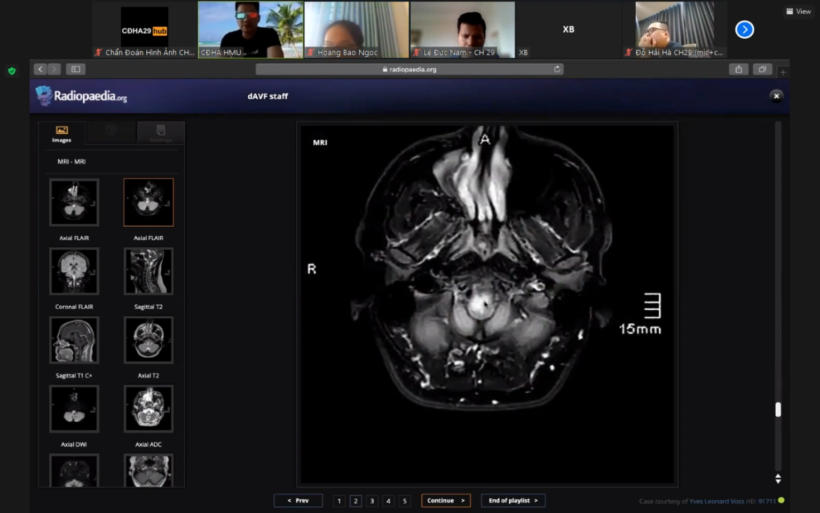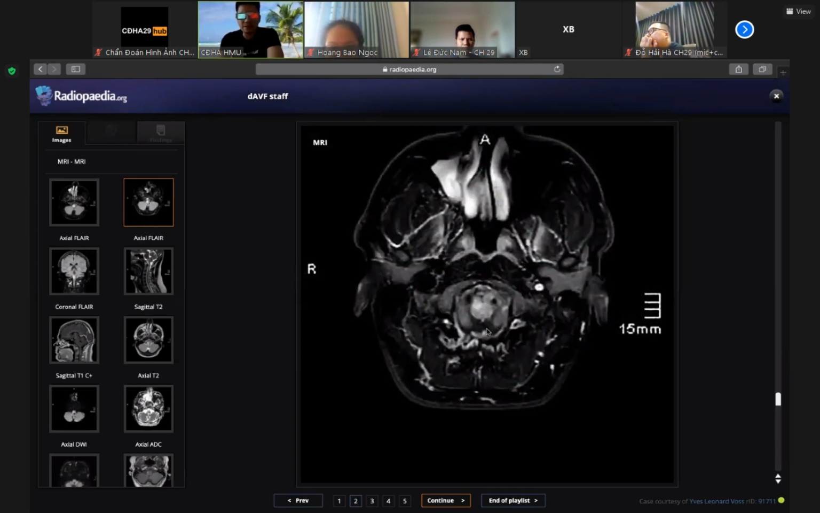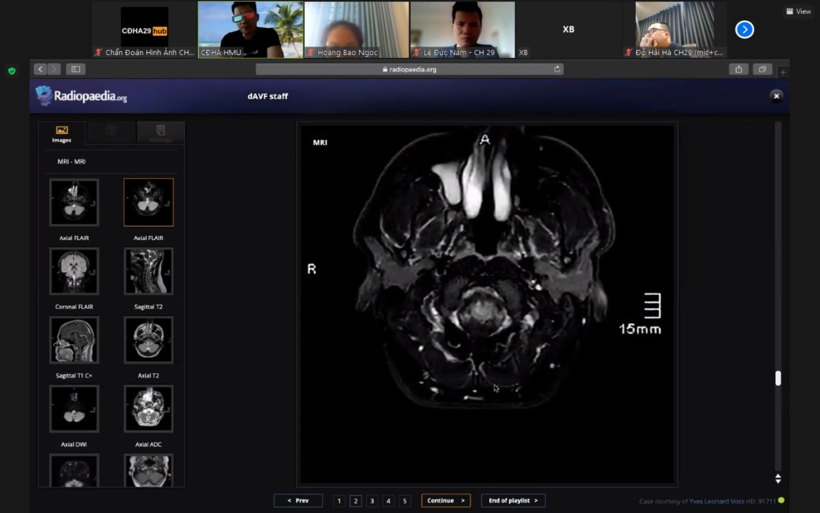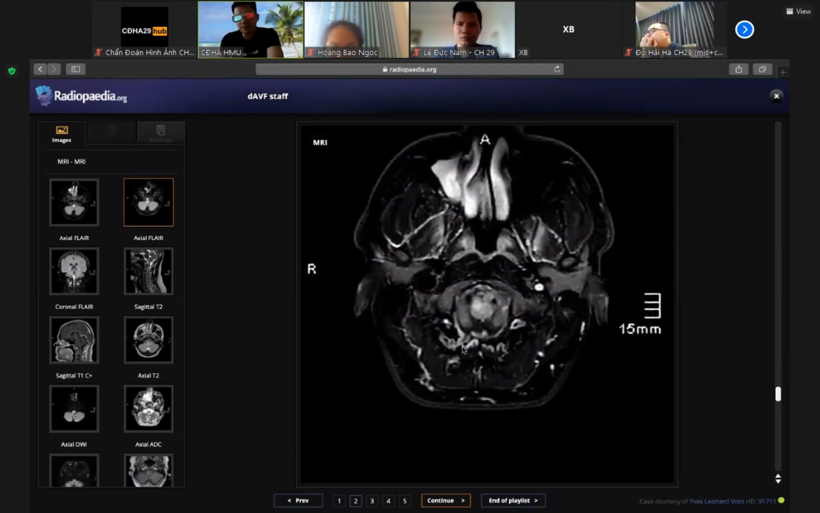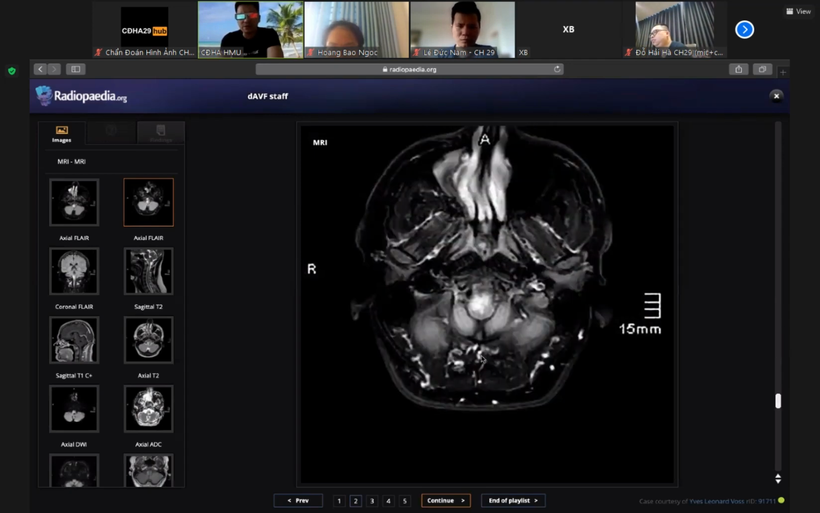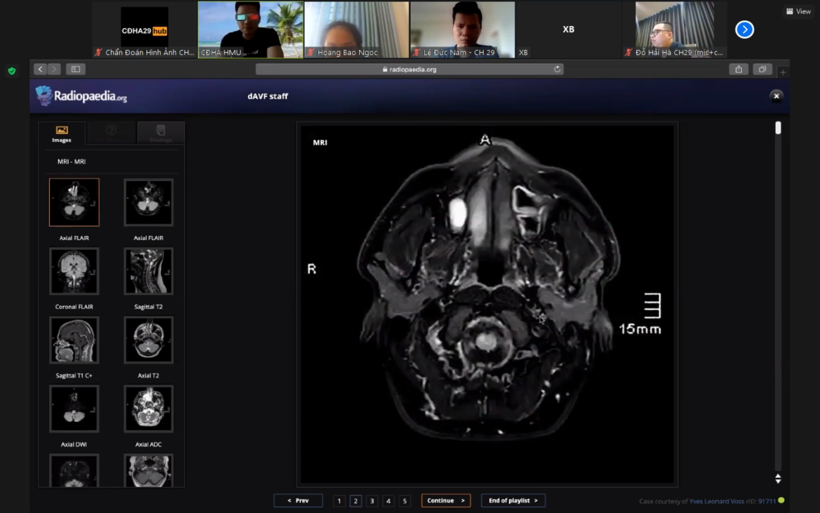injection, right? But now take a look at the axial FLAIR. On this slide, we can see the abnormal dilation of the vessel structure at this area, right? You can see that. And I think it may be a suggestion for the vascular malformation, right? Do you think so, Swan?